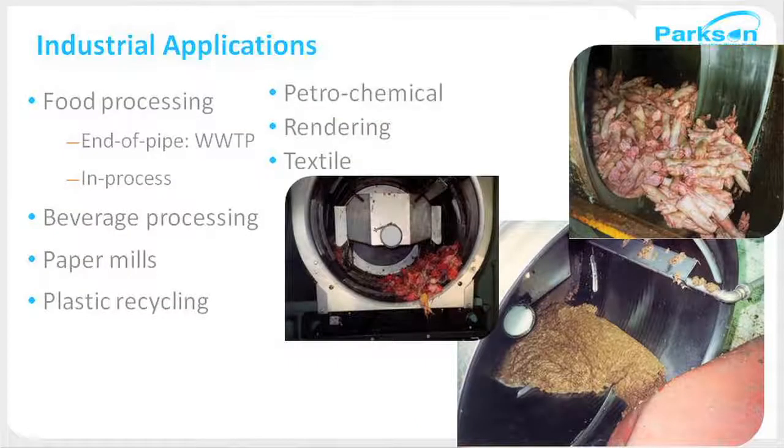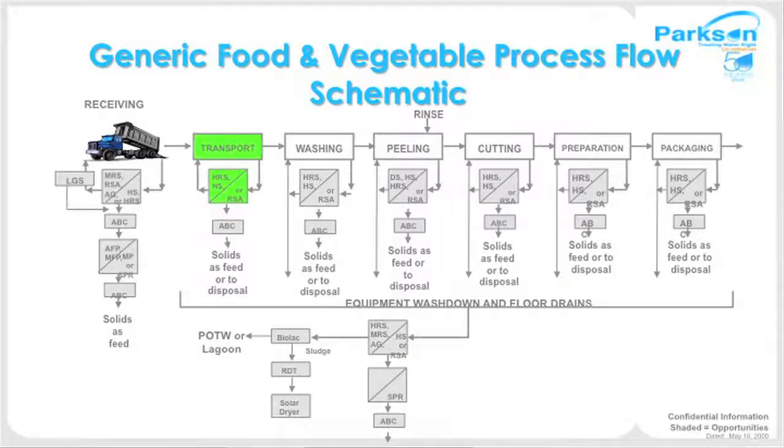So getting into industrial applications. Industrially, rotary screens are used a lot in food processing, mainly in food and beverage industries, as I said. In paper mills, we see plastic recycling coming up, and also petrochemicals, rendering, and textiles industries use rotary screens commonly. So here we see a general schematic of a food processing facility. And here's a transportation step, for example, that you can utilize a Rotoshear.